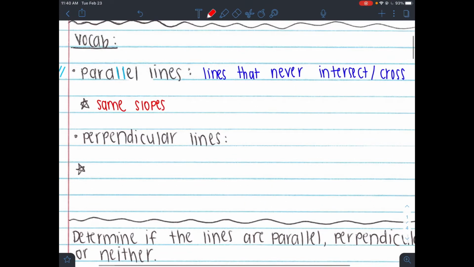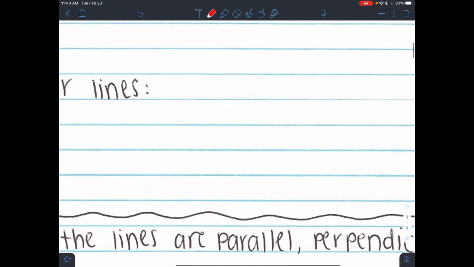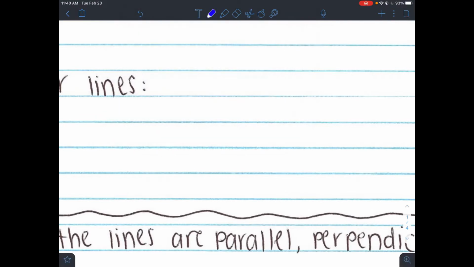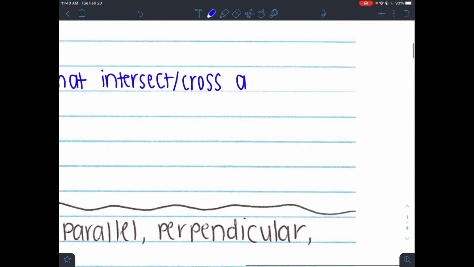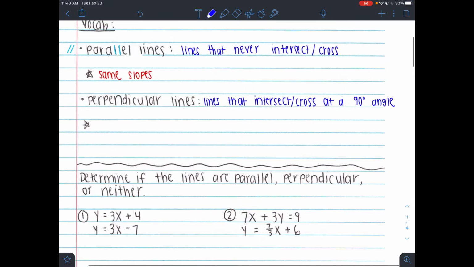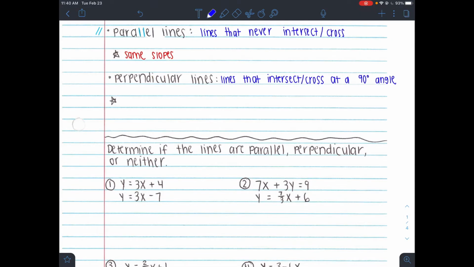Okay, now perpendicular lines. So what is a perpendicular line? Now people will say, oh, it's two lines that cross. That's not necessarily true. Just because two lines cross doesn't mean that it's perpendicular. So it has to be a special relationship between those lines. So perpendicular lines are lines that intersect or cross at a 90-degree angle.